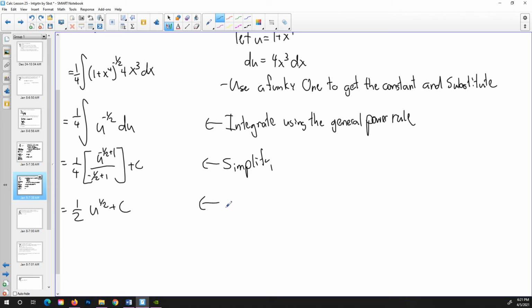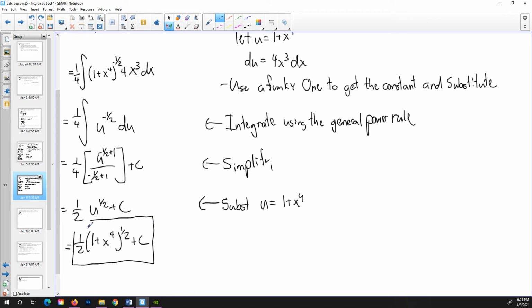And then we will substitute u equaling 1 plus x to the fourth. And so I'll end up with a 1/2 times 1 plus x to the fourth to the 1/2, all plus c. And that will be my final answer.